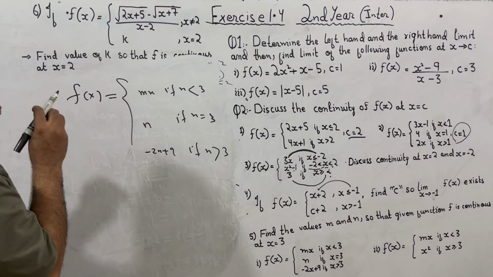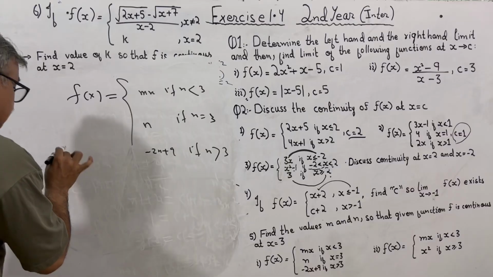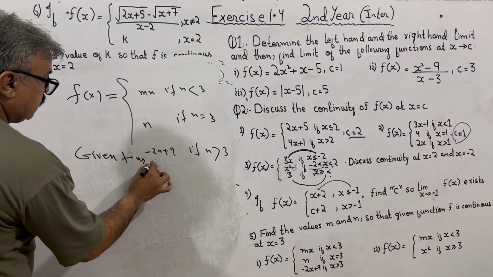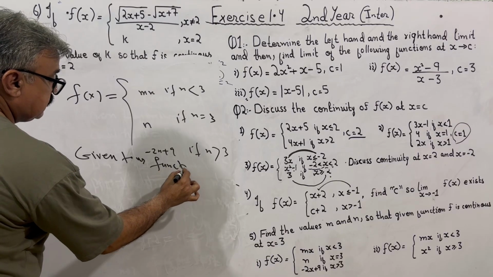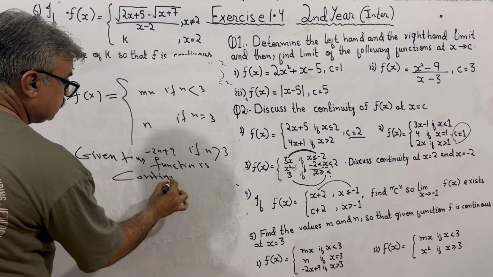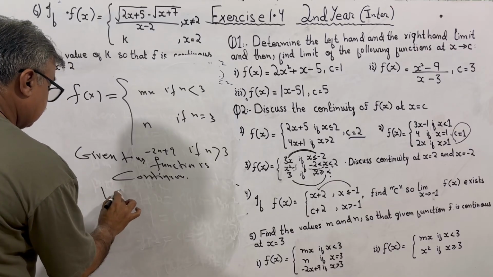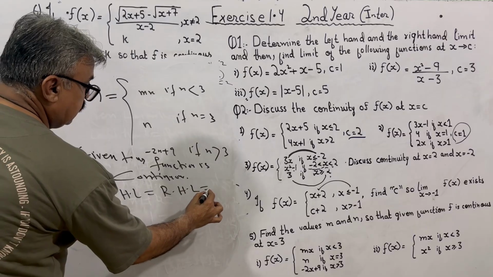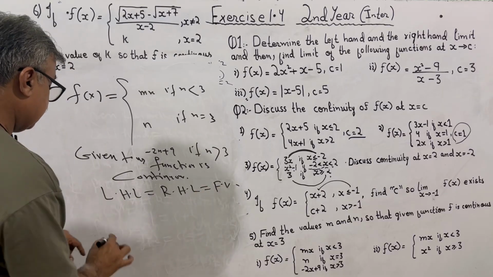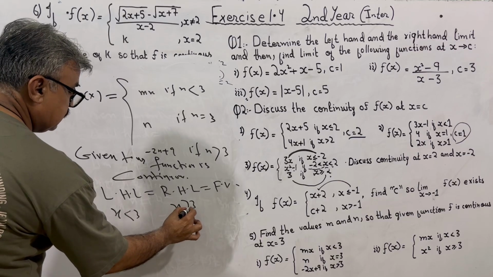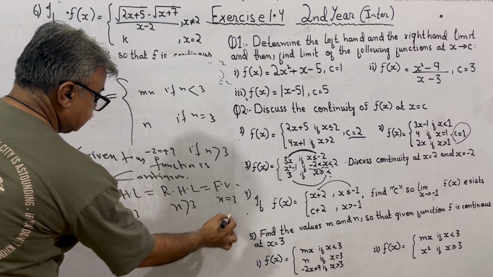Not checking continuity. It is given to us that the function is continuous. That means left hand limit is equal to right hand limit is equal to function value. Left hand limit means x must be less than 3. For right hand limit, x is greater than 3. For function value, exactly x is equal to 3.